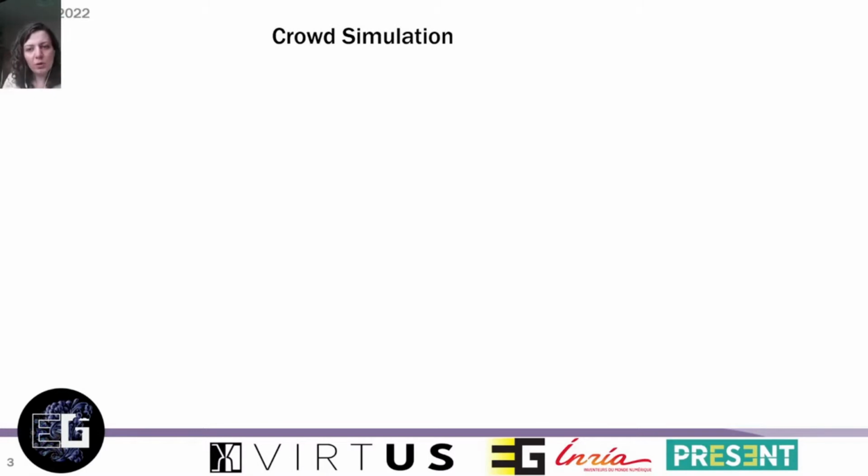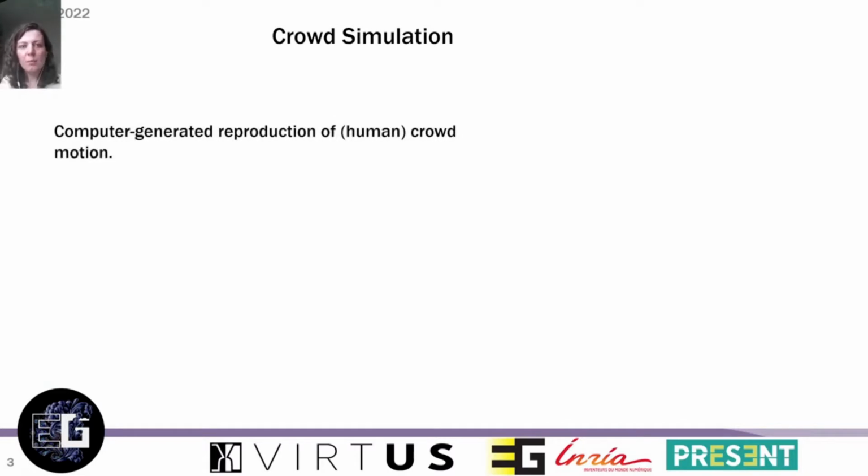When I say behavior, what is interesting to us are the global trajectories of virtual humans, also called agents, in the environment, with possible local interactions. This is what crowd simulation is all about. But what is crowd simulation? Crowd simulation can be defined as a computer-generated reproduction of a real crowd motion.